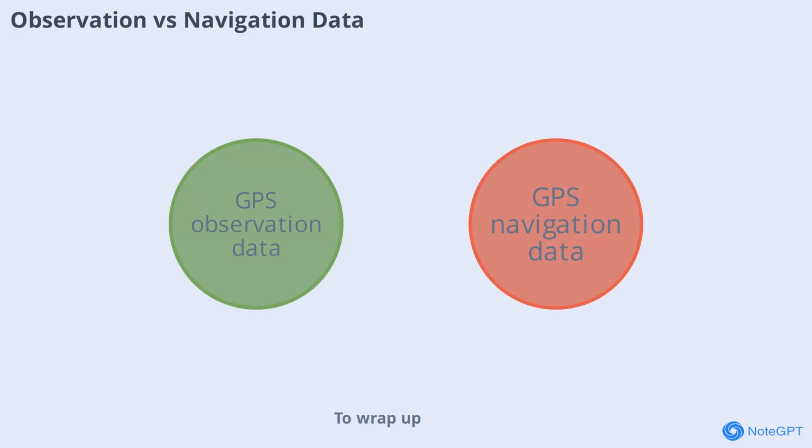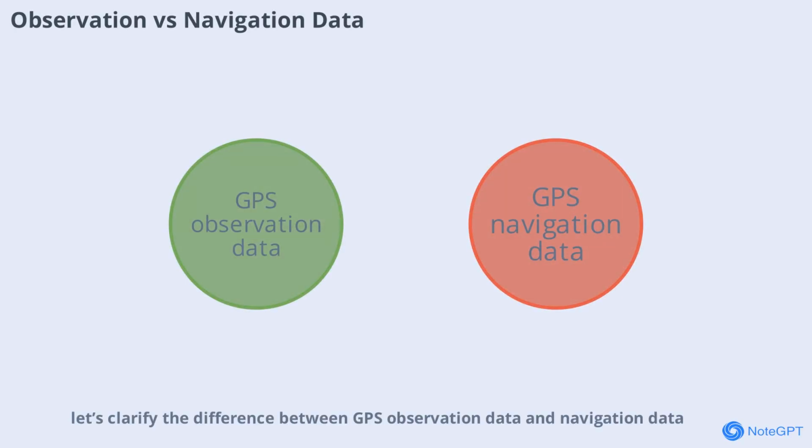Wrap up, let's clarify the difference between GPS observation data and navigation data. Observation data are the actual measurements made by the receiver, like pseudorange and carrier phase, recorded for each visible satellite at every observation epoch. Navigation data, on the other hand, are broadcast by the satellites and provide the necessary parameters to determine satellite positions and correct their clocks.